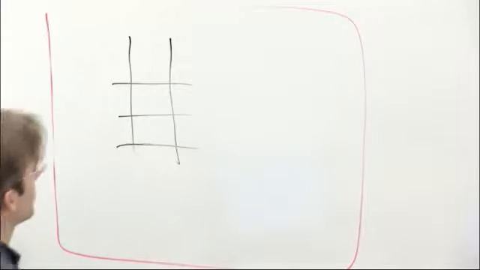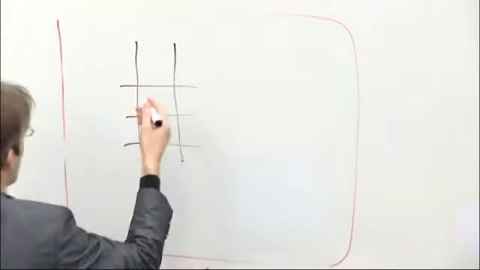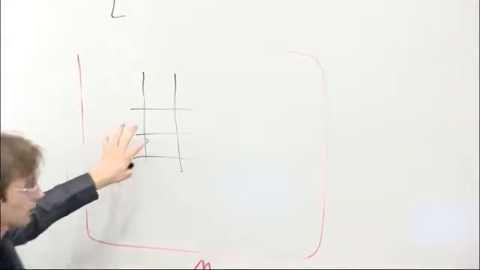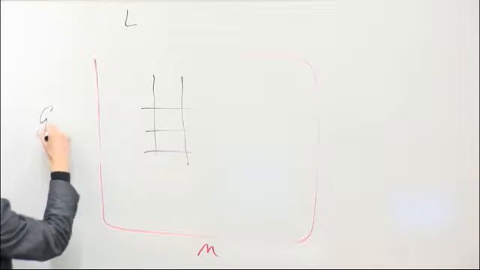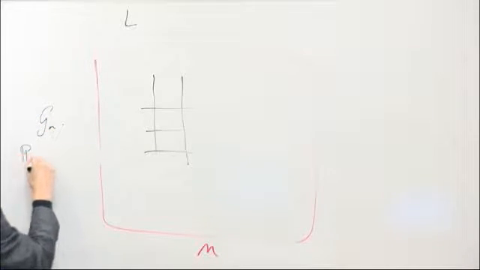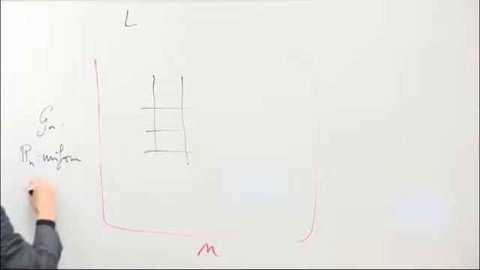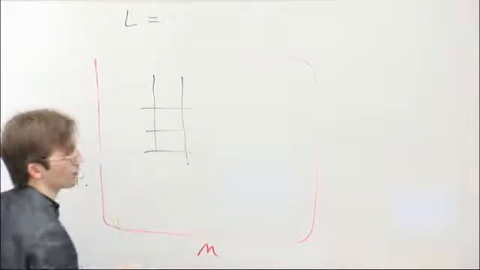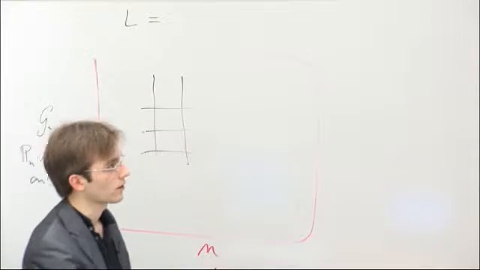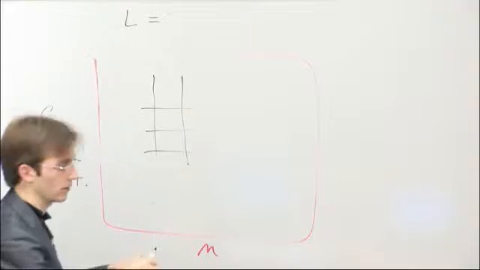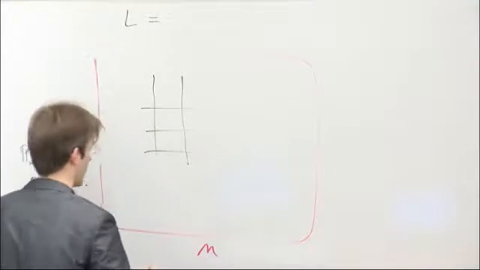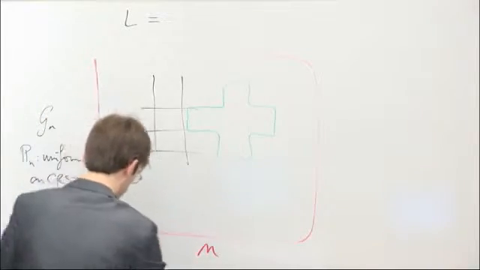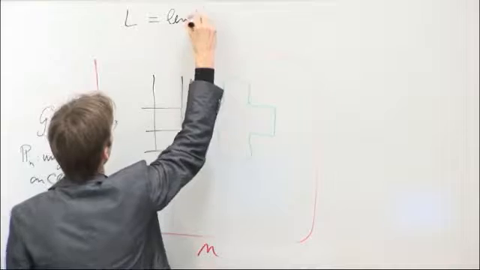Now L, so we will look at the uniform measure on cycle-rooted spanning trees of this graph. I can call this graph Gn, and we have the measure Pn uniform on CRSTs. So L is a random variable equal to the length. When I say length, just the combinatorial length, the number of edges of the cycle. So I have somewhere this random cycle. So L is the length.